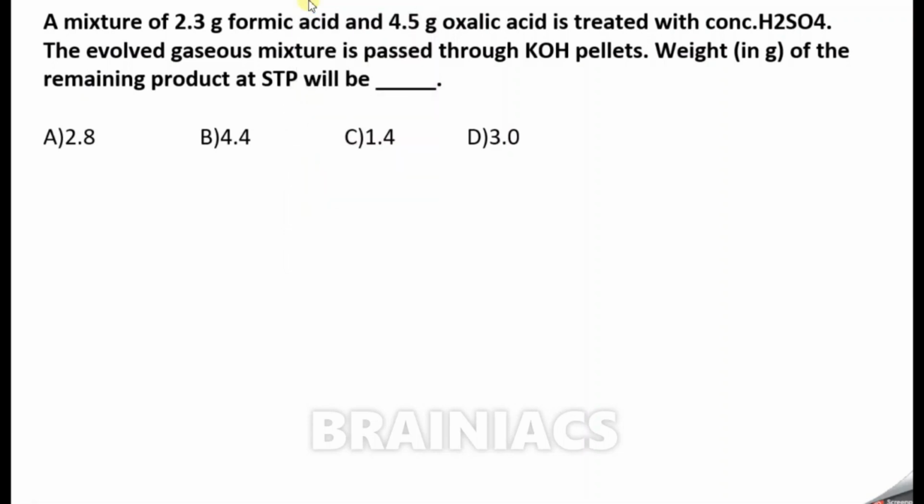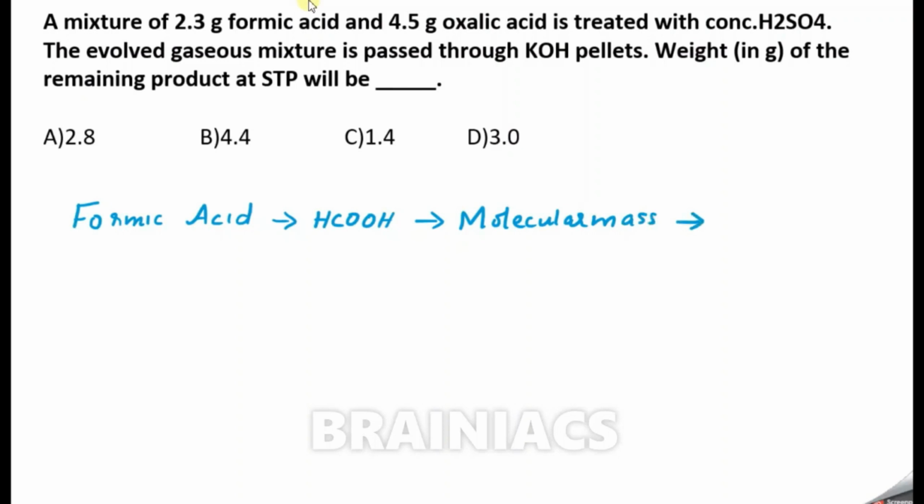The first thing you need to know is what formic acid is. Formic acid is nothing but HCOOH. So what will be its molecular mass? Carbon 12, oxygen 16 into 2 is 32, plus 12 is 44, plus 2 is 46. So its molecular mass will come around 46. You can express it in any unit; 46 grams makes it easier. We can say it is the molecular mass in grams. The other term is molar mass.